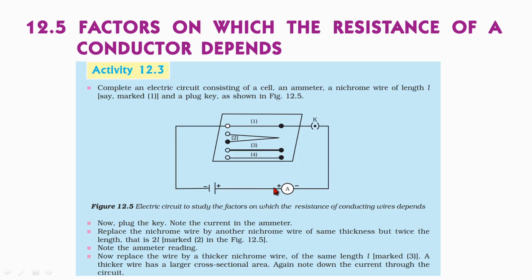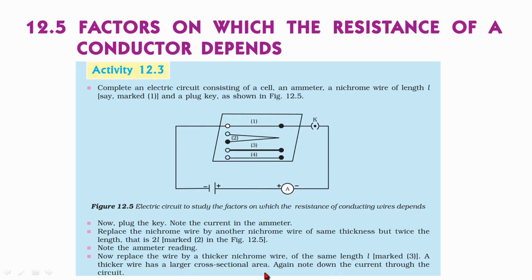Now replace the wire with thicker nichrome wire. In situation 3, we have a wire of the same length L, the same length as in situation 1. A thicker wire has a larger cross section area. Again, note down the current through the circuit.